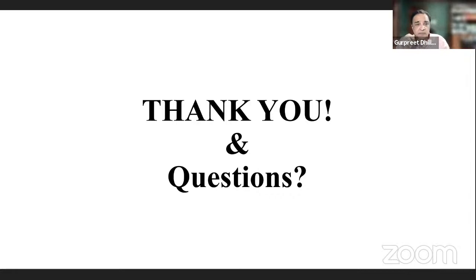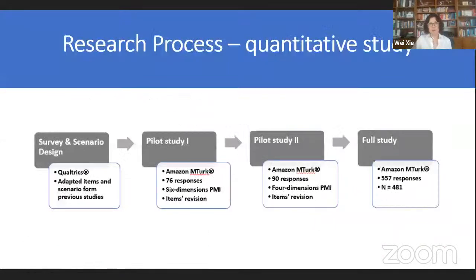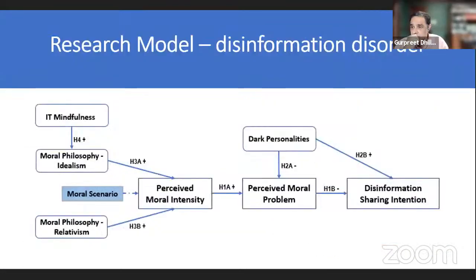In this particular case, if you go back to your research model slide, yeah, the research model. When you look at the research model, your dependent variable, on the right hand side of the slide, is called disinformation sharing intention, right? So what are we trying to measure here? We are trying to measure: do you, as an individual, have an intention to share disinformation?